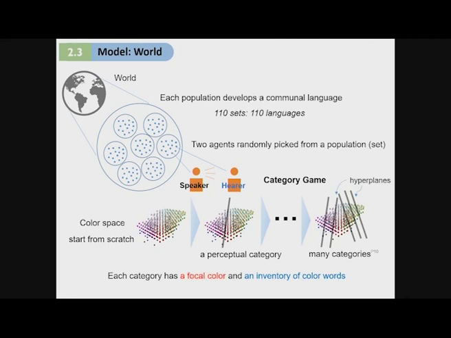So here's a brief introduction. Each world contains a number of populations. Each population develops a language. Since WCS uses 110 languages, we have 110 sets. In each population, two agents are randomly chosen to play this category game and gradually develop from scratch, from no category to some kind of perceptual categories. And then we'll compare the emergent language with the other sets of the simulation results and the WCS empirical data.